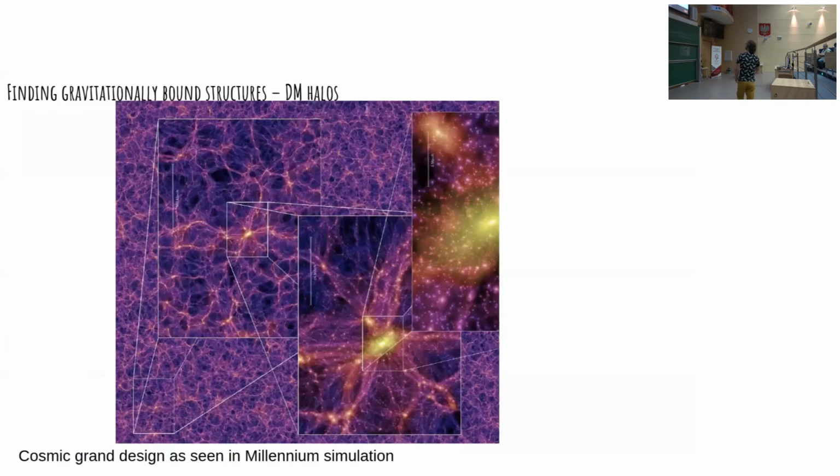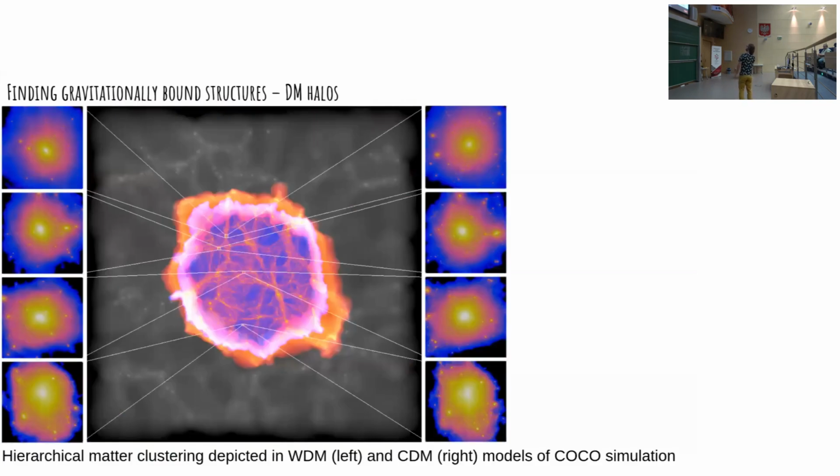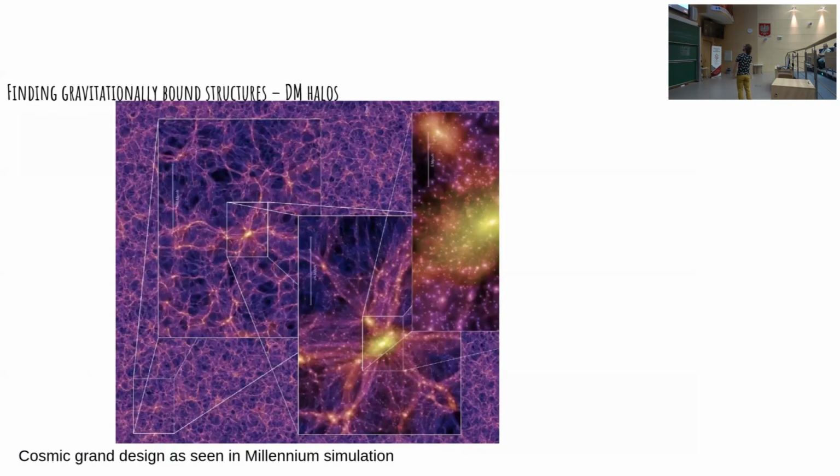If you zoom in, you see at all these scales there is a surrounding halo, but inside that there are smaller halos. It looks like a swarm of flies flying around. This is what a real high-resolution simulation tells you, and this is what the cold dark matter model tells you: hierarchical structure formation. So how do we find these structures?